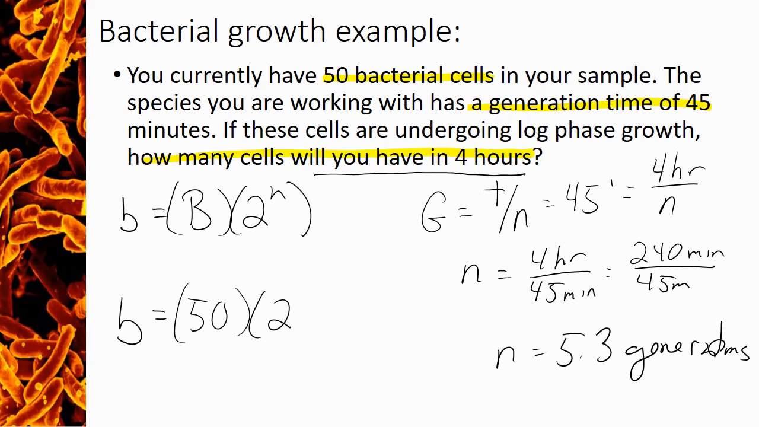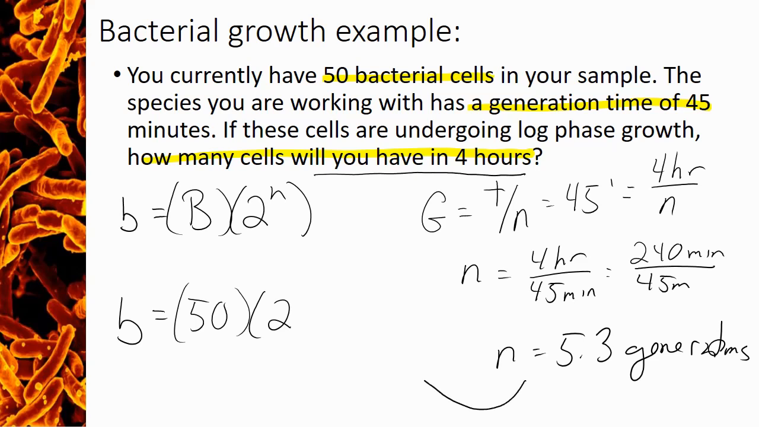Now we do use the 0.3 in this number because although one cell couldn't go through 0.3 of a replication, the entire population is replicating. And 0.3, or 30% of the population as a whole, could have finished their replication during that 4 hours of time. So now we know our n.